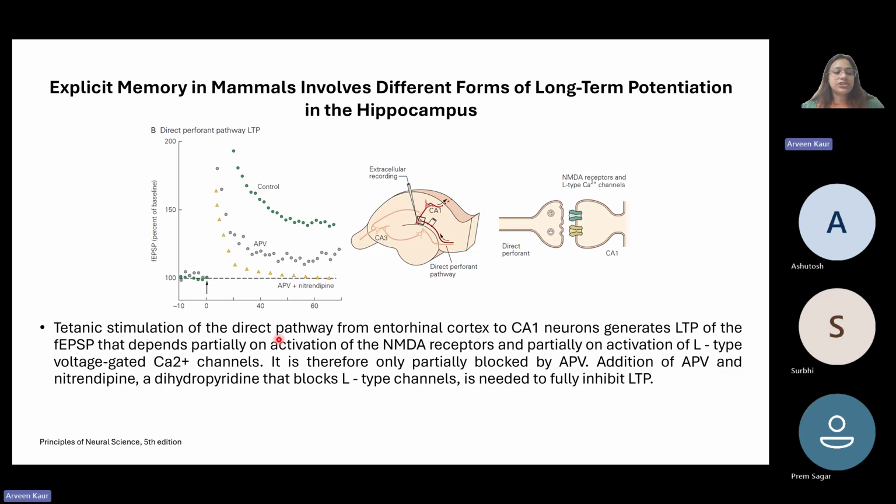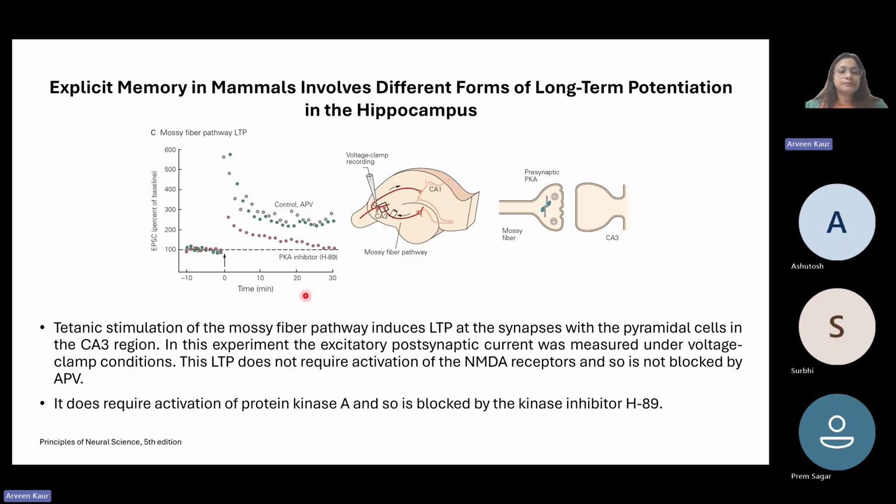Then the tetanic stimulation of the direct pathway from the entorhinal cortex to CA1 generates LTP of the EPSP that depends partially on the activity of NMDA receptors and partially on the activity of L-type voltage-gated calcium channels. It is therefore only partially blocked by APV, and addition of nitrendipine, which is a dihydropyridine that blocks L-type channels, is needed to fully inhibit the long-term potentiation, as you can see over here, right?